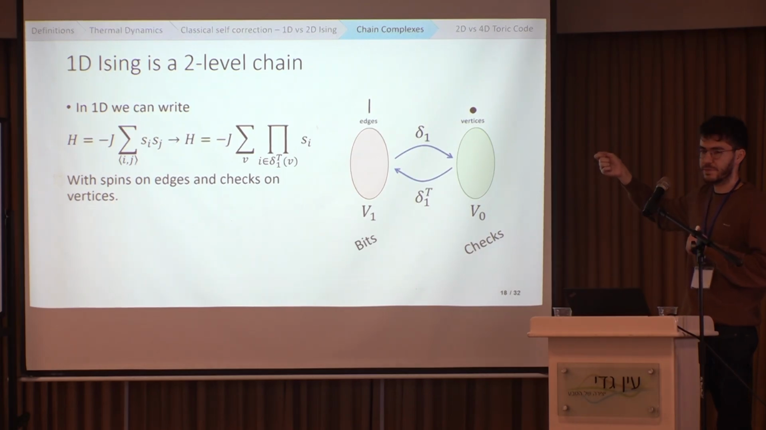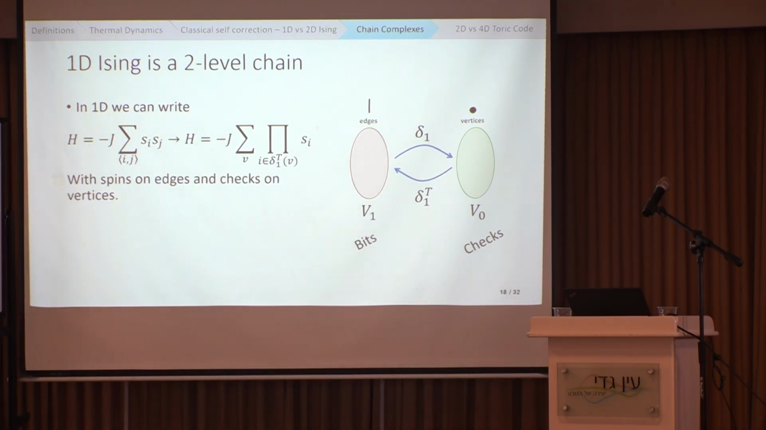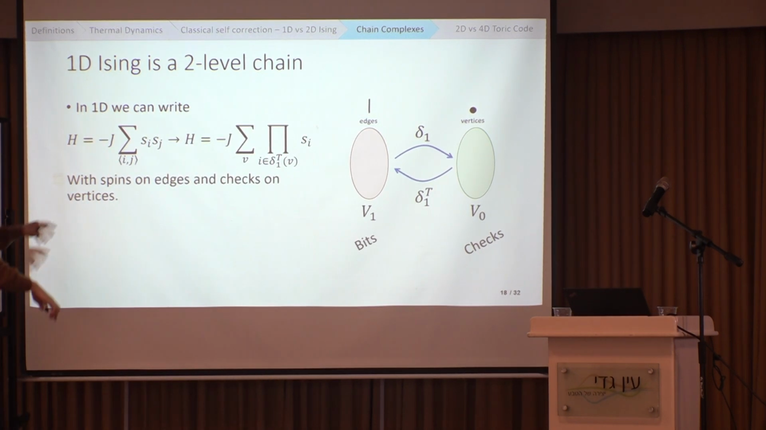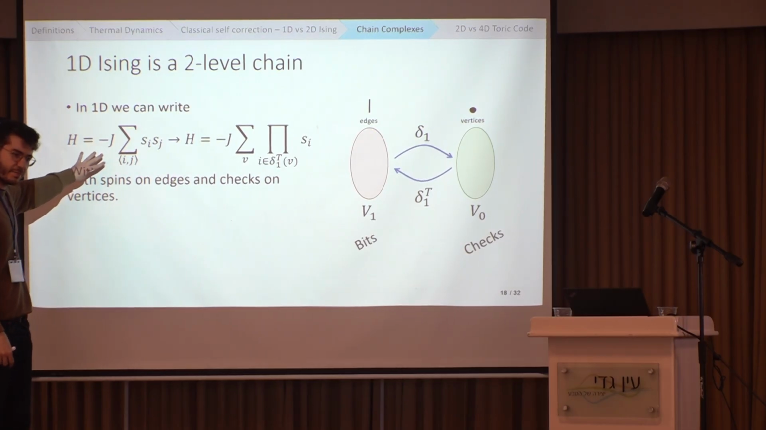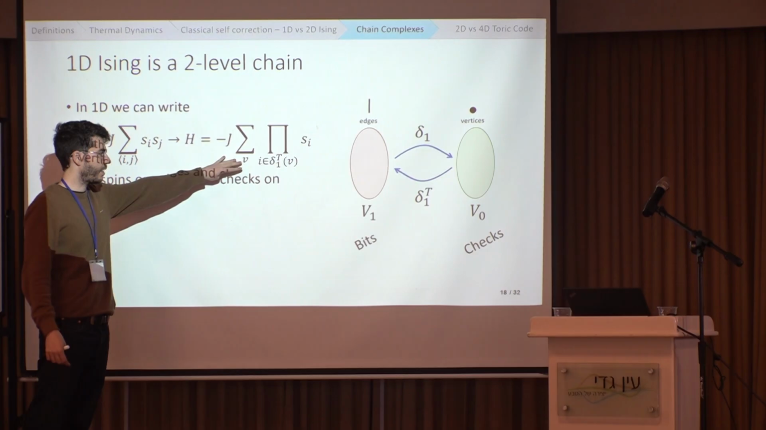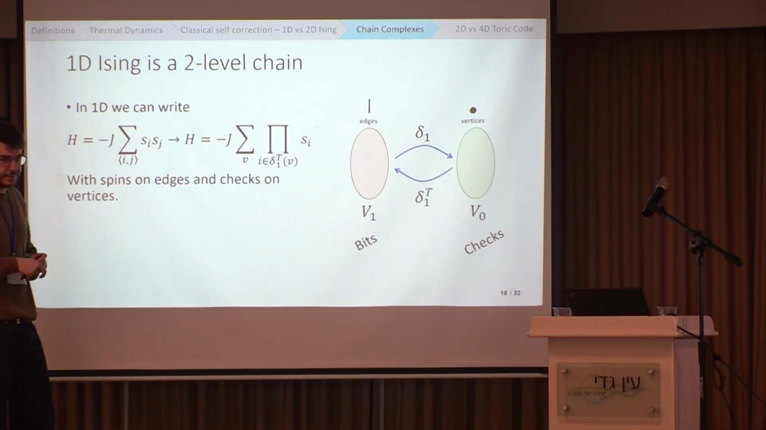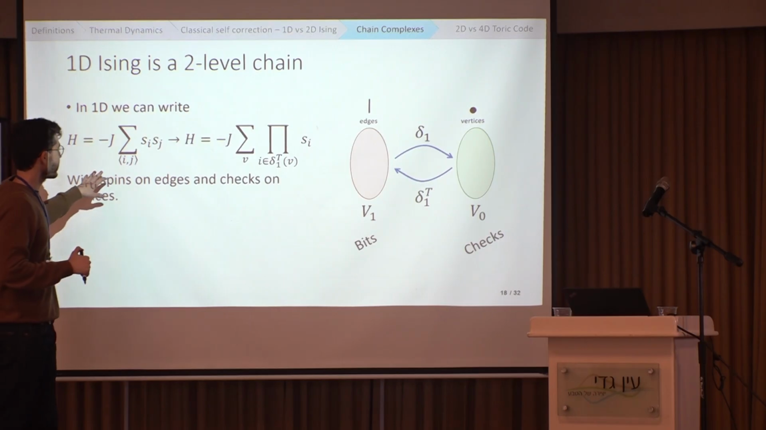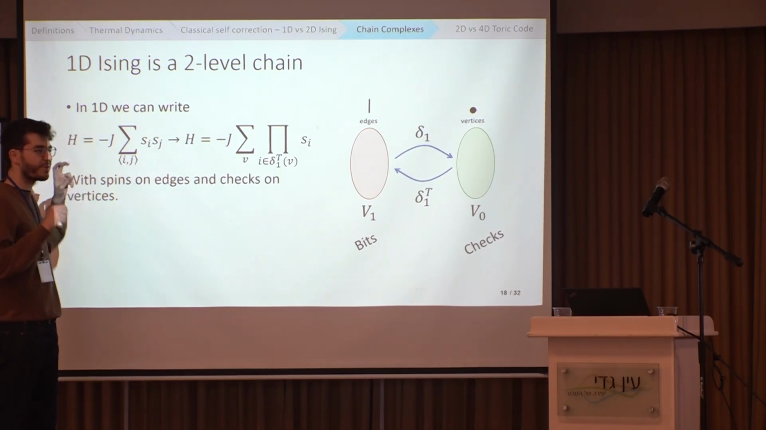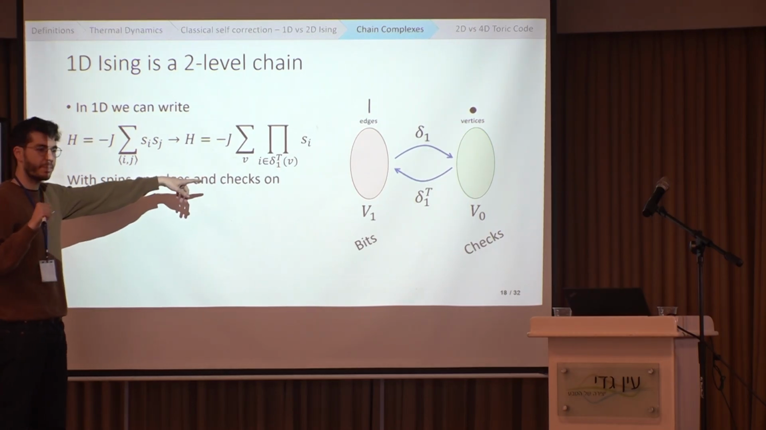Okay, so let's see. What is the claim? That we can write the Hamiltonian of our 1D Ising model just with a chain complex. What does it mean to write it as a chain complex? It's the same. Just how did we define the neighbor? We can just know it from the boundary.